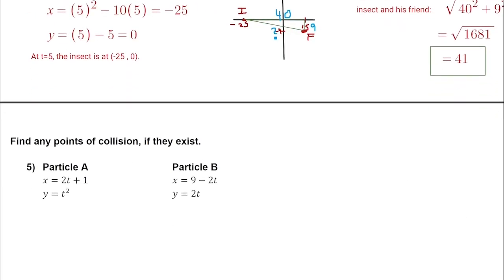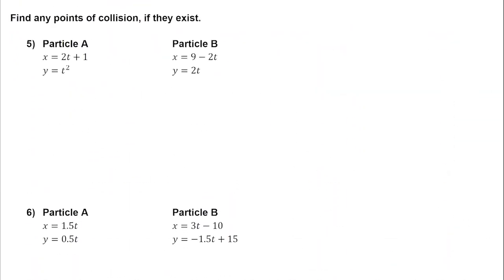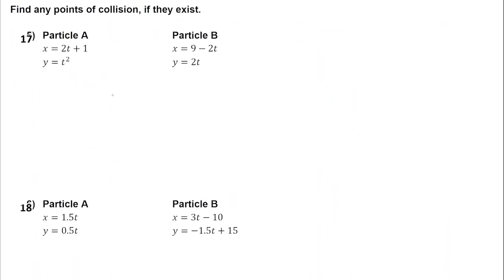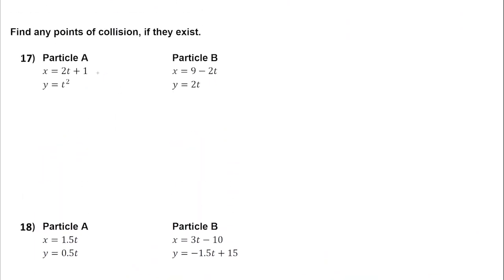On this last page, we're just finding points of collision if they exist. So what we're going to do for 5 and 6, and then we'll talk about 7 later, is we're going to first find potential points of collision, and those potential points of collision would be the intersections, and then we'll test to see if there's an actual collision. So let's go ahead and do number 5.